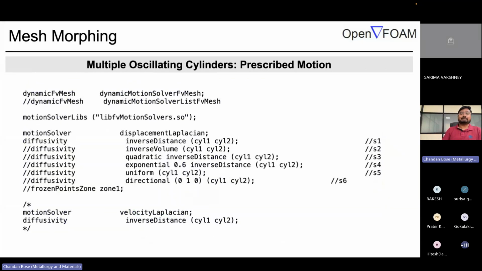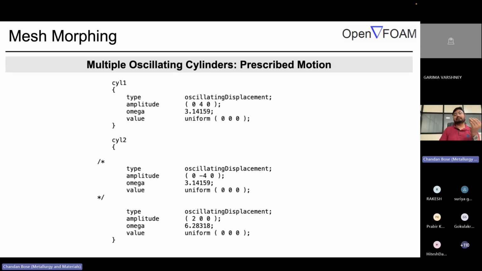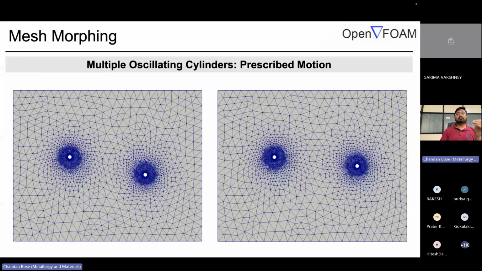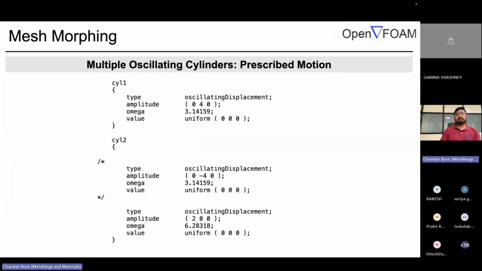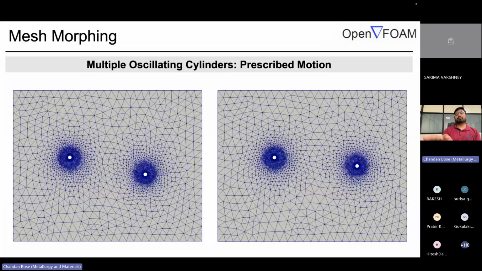Now, my next example is multiple bodies. When you have multiple bodies, can you incorporate mesh morphing or not? And the answer is yes. So in this case, we have cylinder 1 and cylinder 2, and in both cases, we are giving oscillating displacement, but with a different amplitude and the same omega. And you can see it moves like this for the two different inputs.